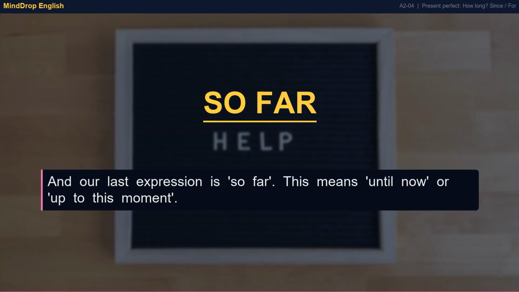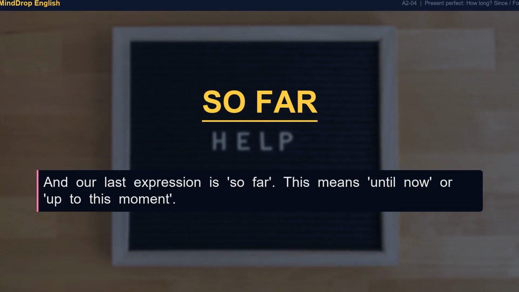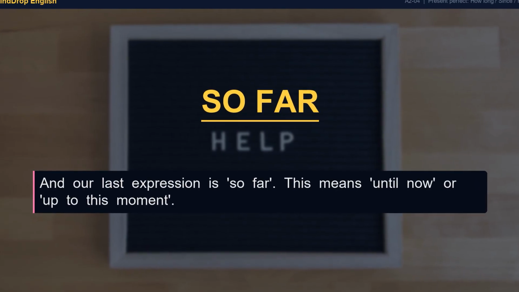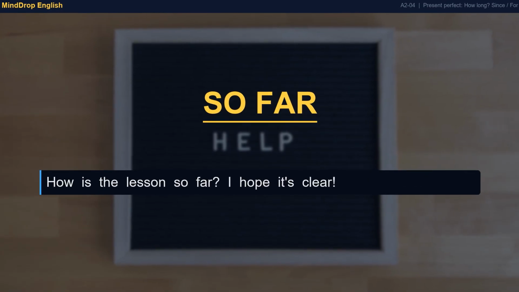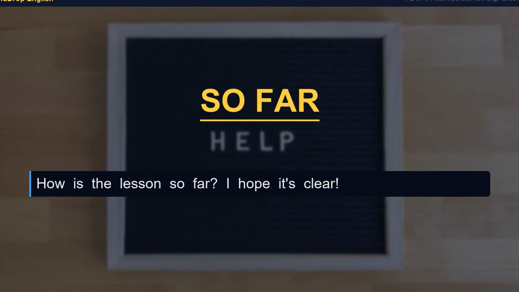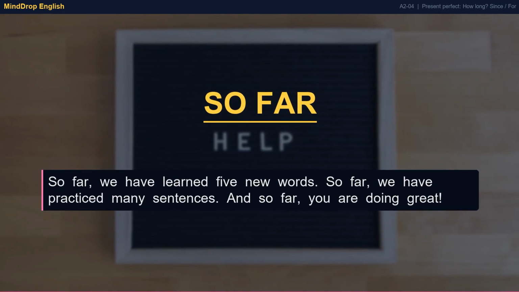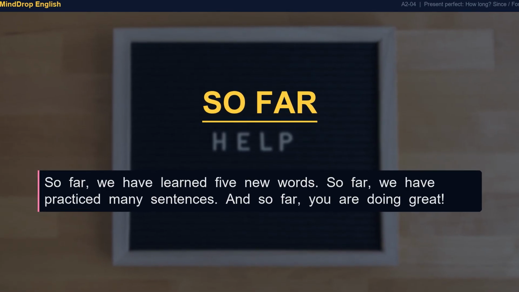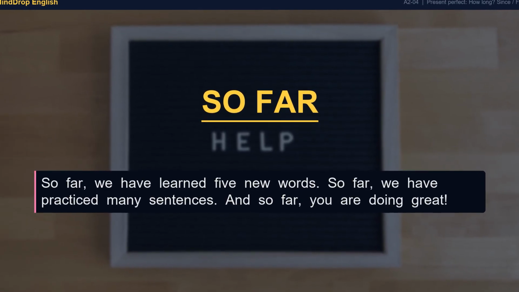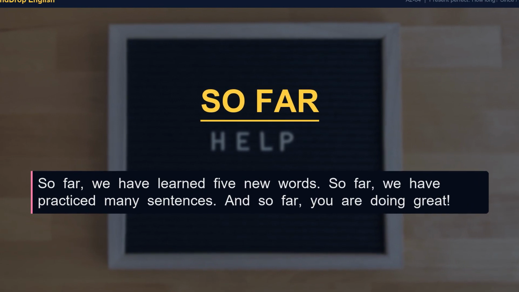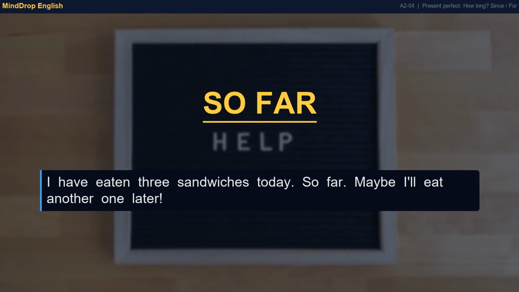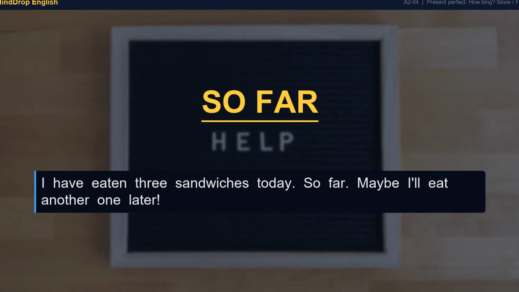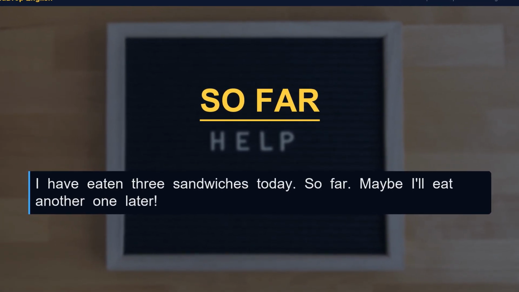And our last expression is so far. This means until now, or up to this moment. How is the lesson so far? I hope it's clear. So far, we have learned 5 new words. So far, we have practiced many sentences. And so far, you are doing great. I have eaten 3 sandwiches today. So far. Maybe I'll eat another one later.